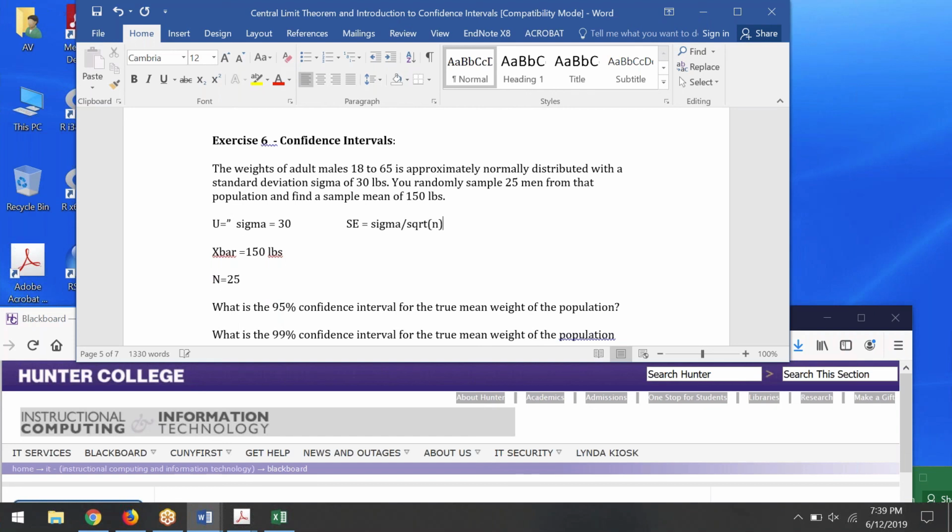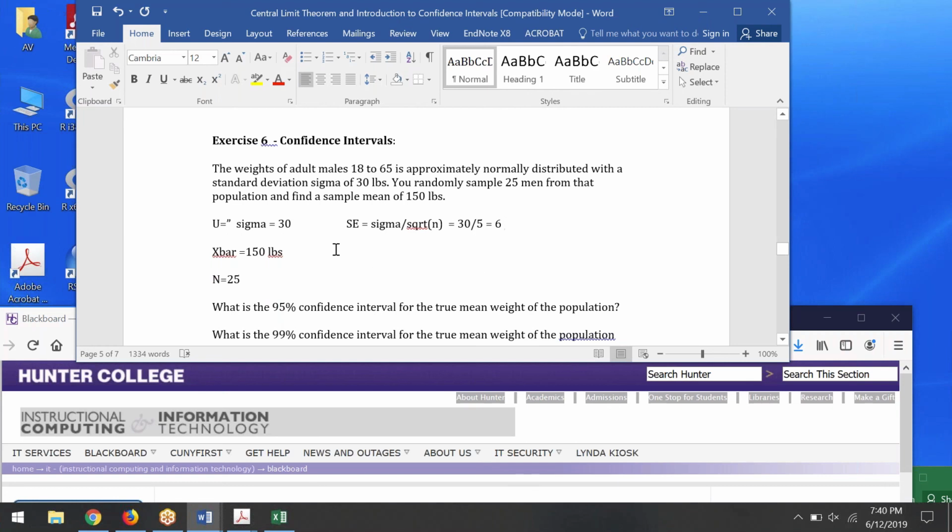I'm going to write it this way. It's a little bit easier. That's the way you would type it into Excel. So what is that going to be equal to? In this case, 30 divided by the square root of 25, which is 5. It's going to be equal to 6. So that's the amount of variability in the mean that we would expect if we took repeated samples over and over again in a population that had a standard deviation of 30, sigma of 30. So our standard error is equal to 6.